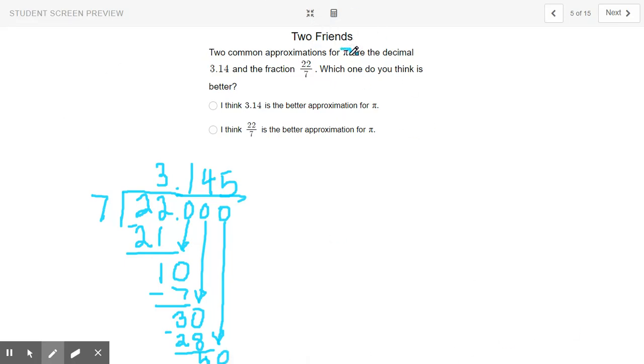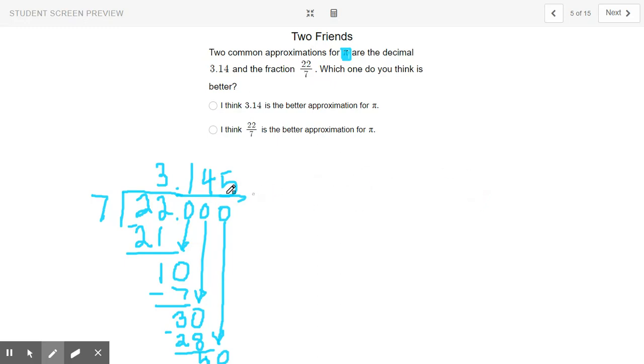Pi is actually a number that goes on forever. There is no number where it just stops; there's always going to be a remainder. What's even more interesting about pi is that it never repeats. It's not a repeating decimal, and it doesn't stop. Nobody's found an end to pi.